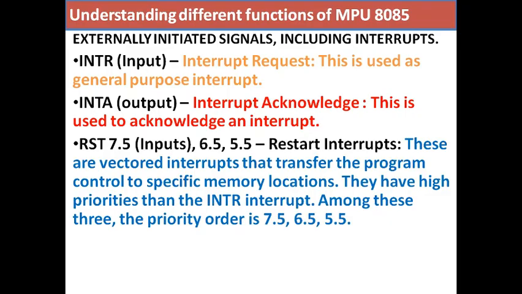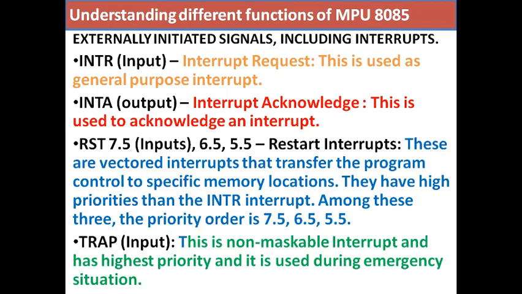We will be discussing software interrupts and hardware interrupts elaborately in our later lectures. There is another restart interrupt known as trap. It is also known as RST 4.5. This is a non-maskable interrupt and has the highest priority among the above, and it is only used during emergency situations.